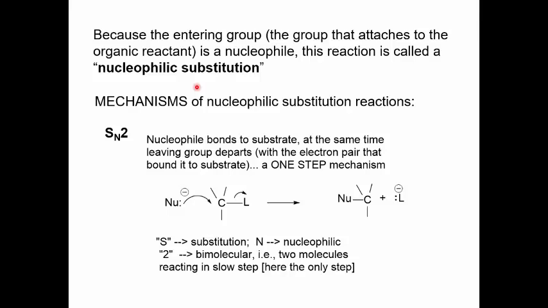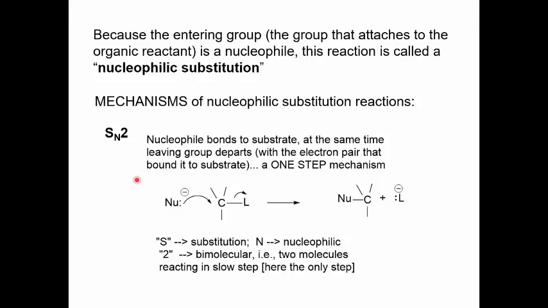Nucleophilic substitution reactions follow two basic mechanisms. Let's examine them. One mechanism is called SN2. In this mechanism, the nucleophile bonds to the substrate at the same time that the leaving group departs. That is, the nucleophile comes in, starts to form a new bond to the carbon by donating an electron pair, and at that same time the leaving group with its pair of electrons breaks away from the carbon. It's all a one-step process.